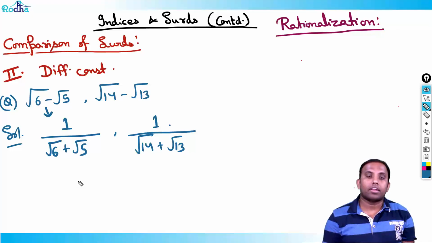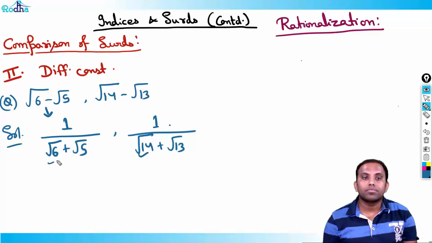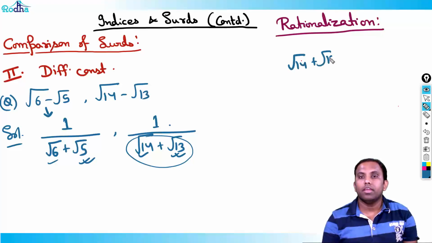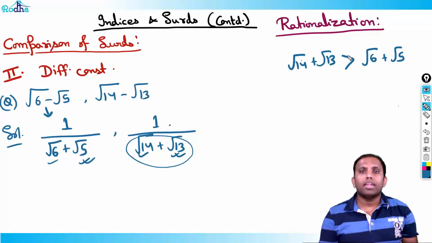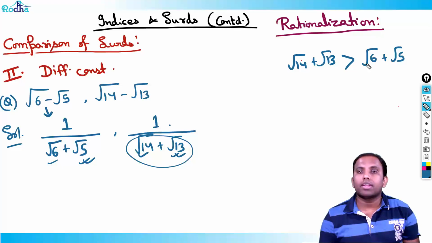Now this is correct, right? So now you can simply observe root 6 plus root 5 and root 14 plus root 13. Which is greater? Obviously root 14 is greater than root 6, and root 13 is greater than root 5. That means root 14 plus root 13 has to be greater than root 6 plus root 5. You can observe directly that root 14 is obviously greater than root 6 and root 13 is obviously greater than root 5. So both these terms are greater than the corresponding terms, and the sum also will be greater.